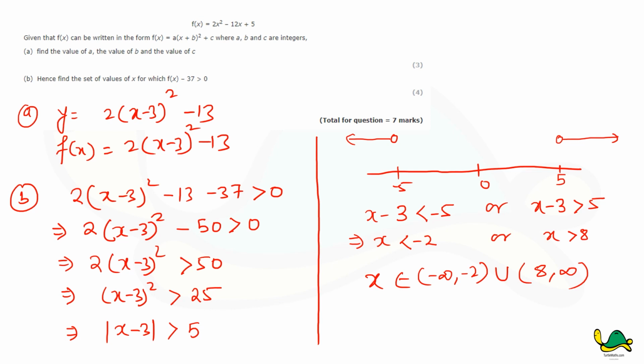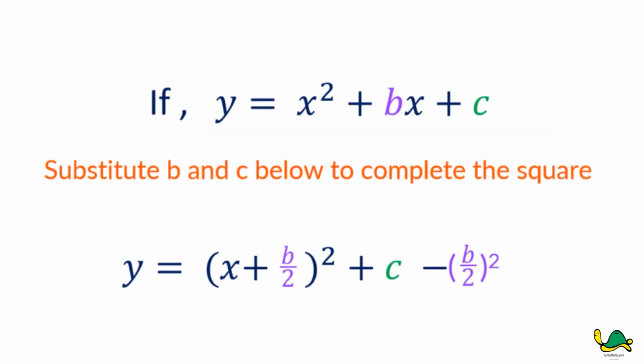So let's go ahead and do a quick recapitulation of whatever we have learned today. If you have y is equal to x squared plus bx plus c, in order to write it quickly in the vertex form, or complete the square, what you can do is just halve your b and write it as (x plus b over 2) whole squared plus c, and then you subtract (b over 2) whole squared from it. Depending upon the sign of your b, this plus or minus will be adjusted accordingly.